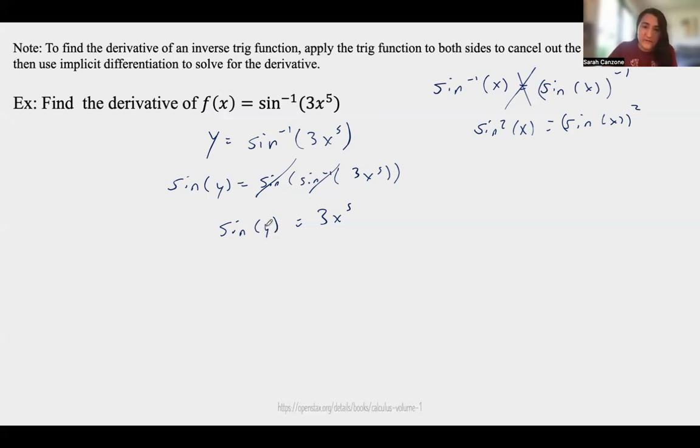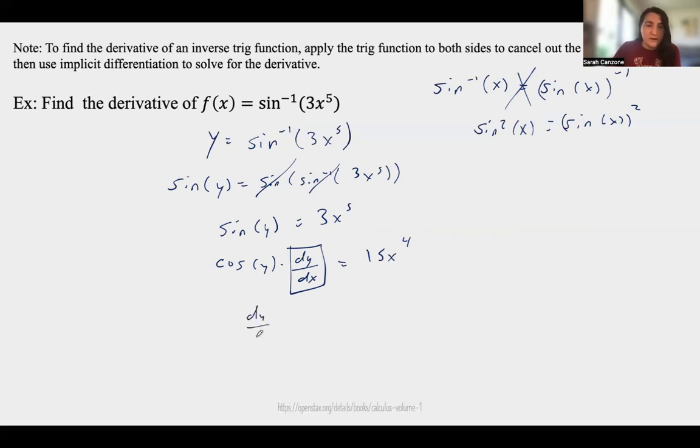Now this is implicit because we have a y inside of our argument, and we can just go ahead and take the derivative. So the derivative of sine is going to be a chain rule. The derivative of sine is just cosine of what's inside our argument. But because it's not just x, we do need to take the derivative of what's inside and multiply by that. Well, the derivative of y is 1 dy dx, so I'm going to multiply by dy dx. And the derivative of 3x to the 5th is 15x to the 4th, using our regular old power rule.